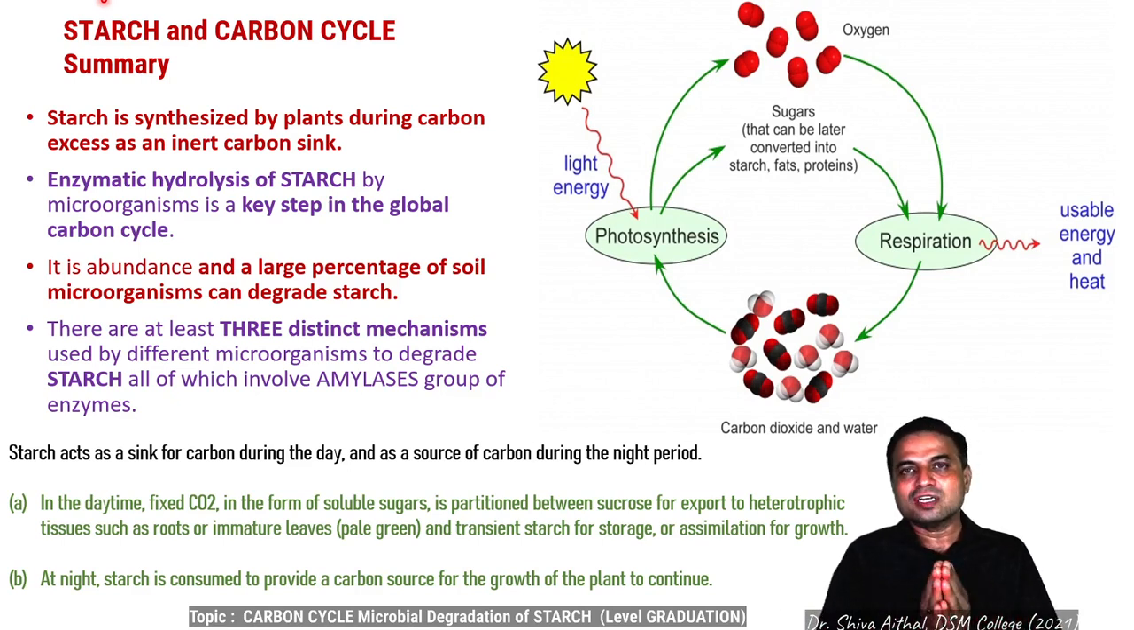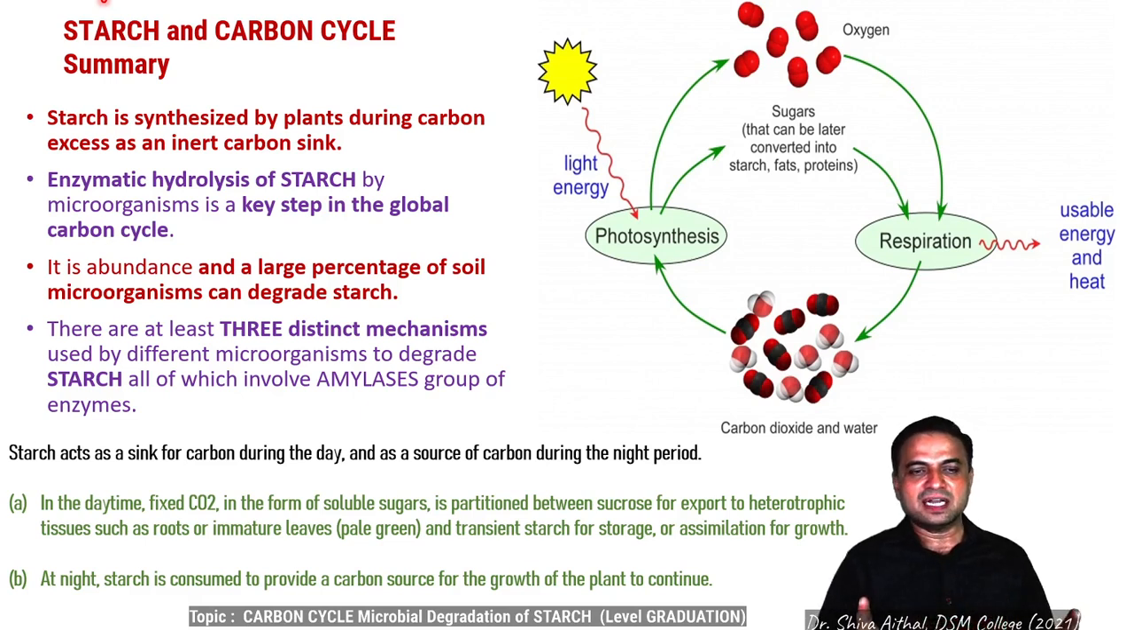cellulose or starch is hydrolysis, degradation. How does that degradation take place? By enzymes. Enzymatic hydrolysis of starch by microorganisms is the key step in the global carbon cycle. The quantity of microorganisms capable of synthesizing this enzyme amylase is abundant in nature, and they can degrade starch by three distinct mechanisms: by alpha amylase, beta amylase and gamma amylase.